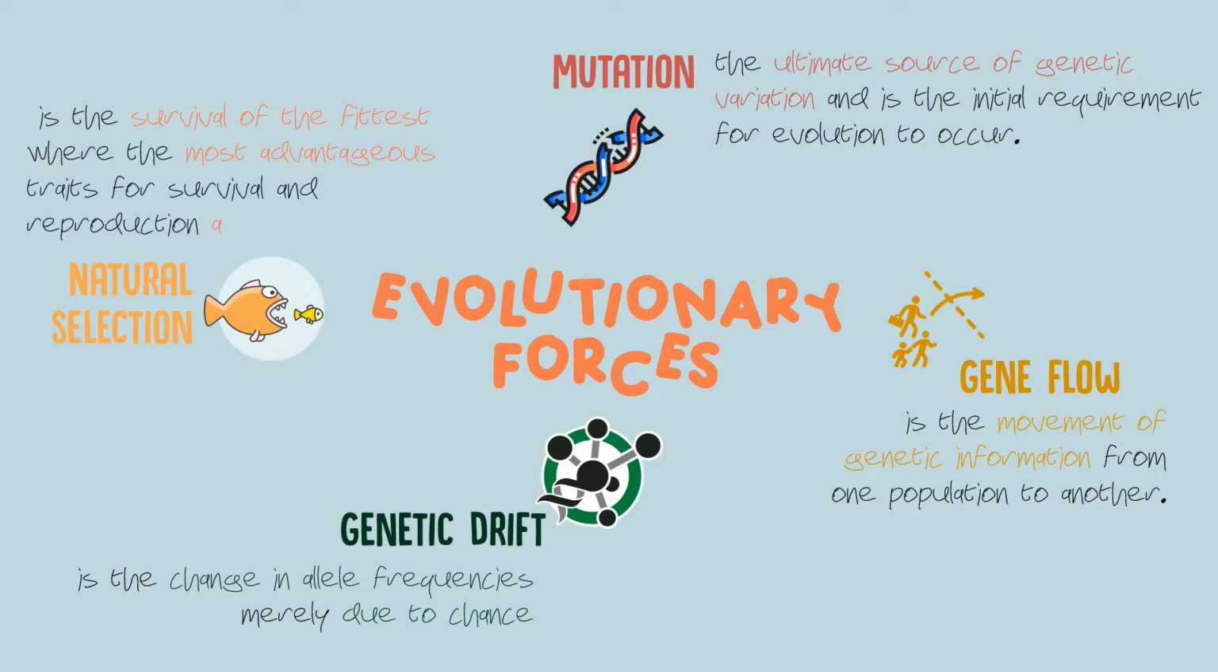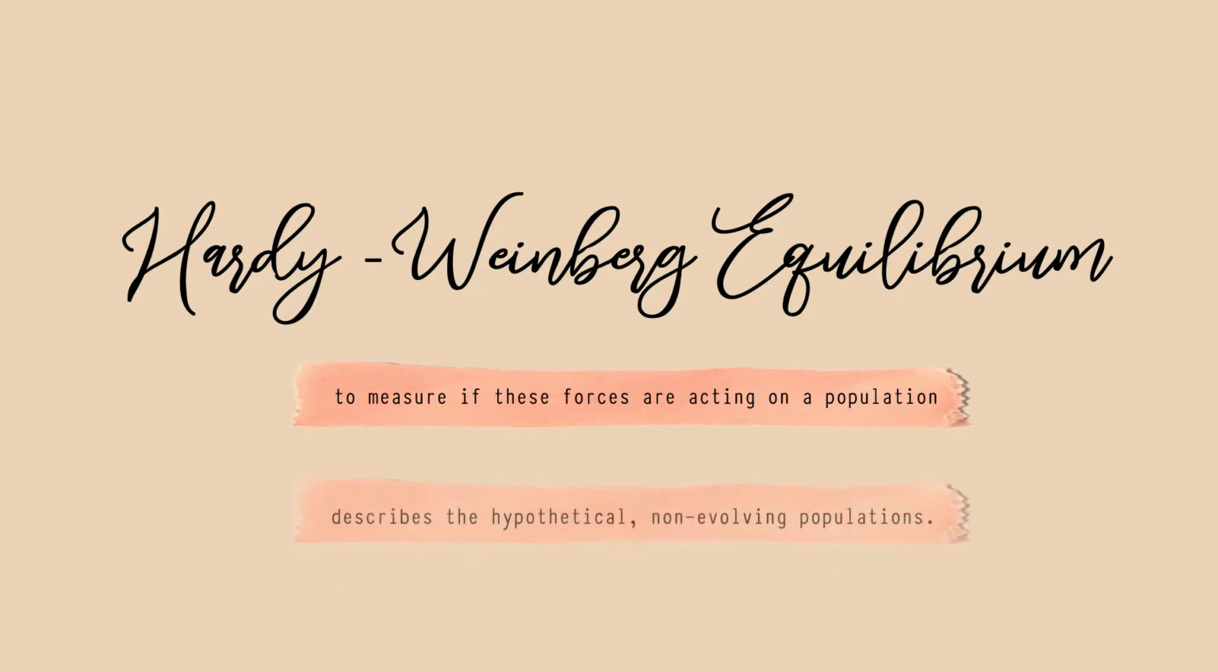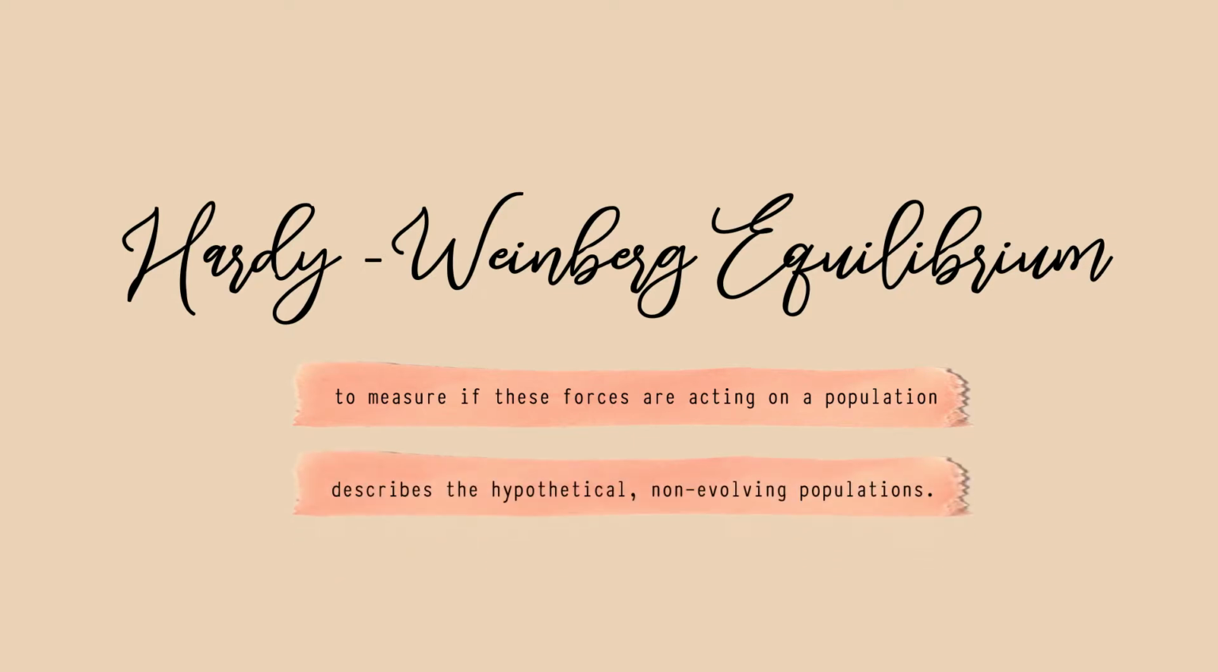This exercise focuses on gene flow, genetic drift, and natural selection, and how they can change the gene pool, or more specifically, the allele frequencies of a population. Hardy-Weinberg equilibrium will be employed as a reference model to measure if these forces are acting on a population. It serves as a reference or baseline because it describes hypothetical, non-evolving populations.